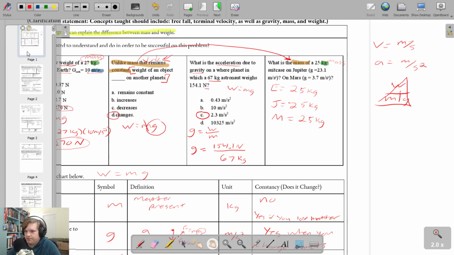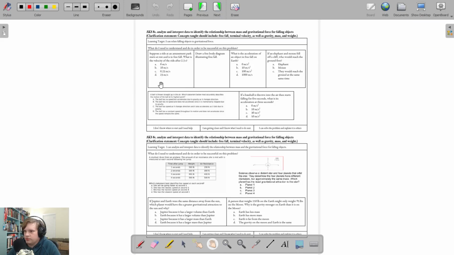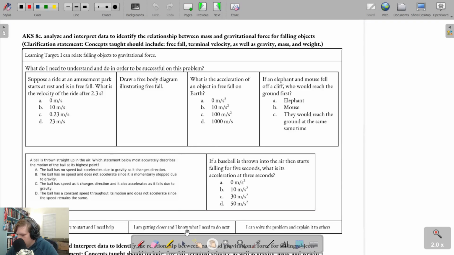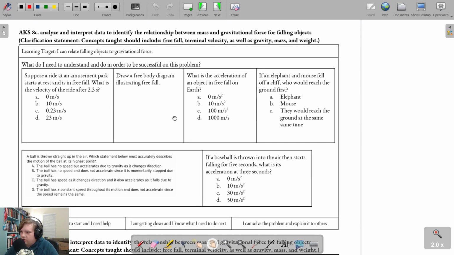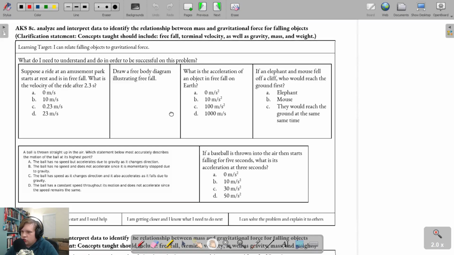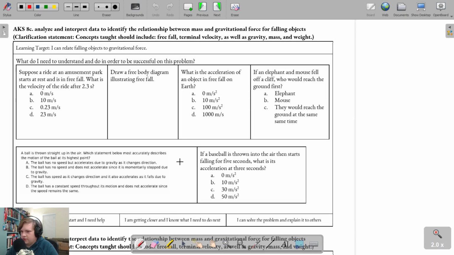Alright, we're moving on. Page 2. Alright, learning target. And again, we're starting with the learning target. I can relate falling objects to gravitational force. Okay, so we're looking at force grav here.